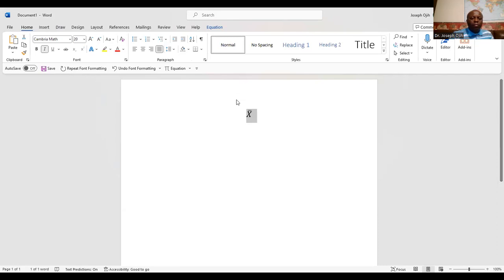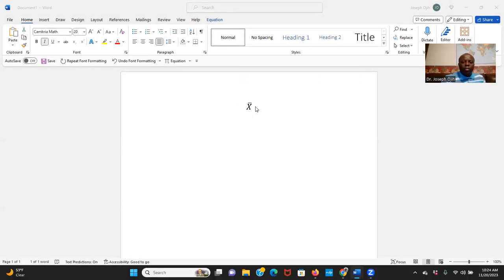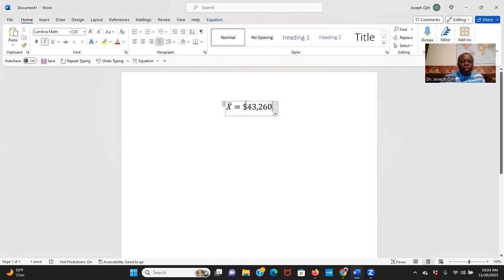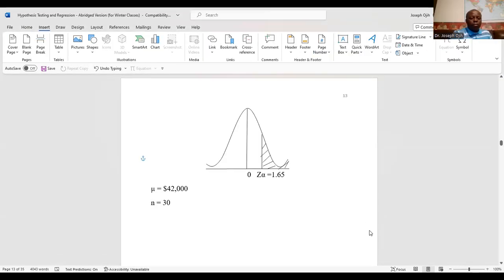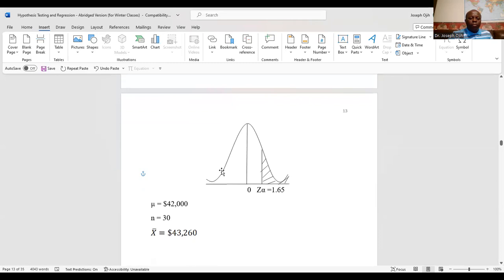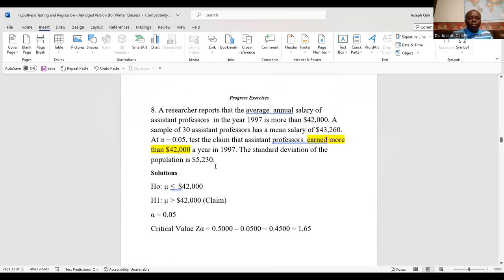As you can see, X bar equals 43,260. I'm going to copy this, and then paste it right here. See?